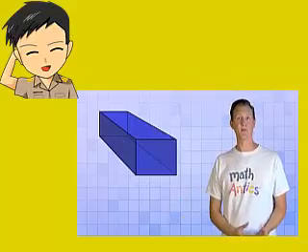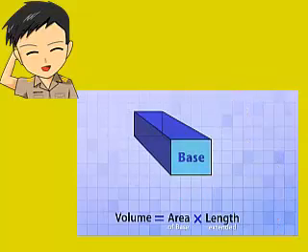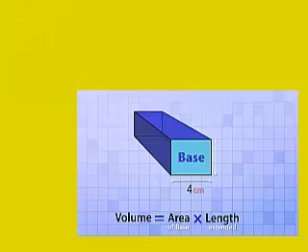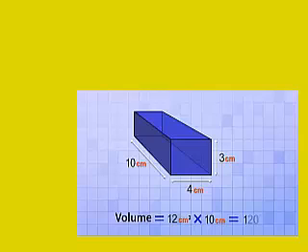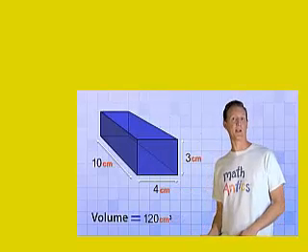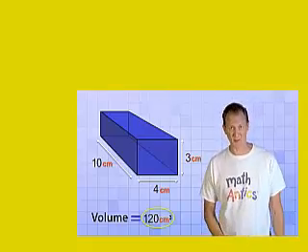So, let's start with this rectangular prism and calculate its volume. The base is the original rectangle, and its dimensions are 4 centimeters by 3 centimeters. So to find the area of that base, we need to remember how to calculate the area of a rectangle. To do that, we just multiply the two side dimensions together. 4 centimeters times 3 centimeters gives us 12 centimeters squared as the area. Now, to find the volume, we just need to multiply that area by the length that the base was extended. Our diagram tells us that distance is 10 centimeters. So if we multiply 12 centimeters squared by 10 centimeters, we get 120 centimeters cubed. So this rectangular prism has a volume of 120 cubic centimeters.